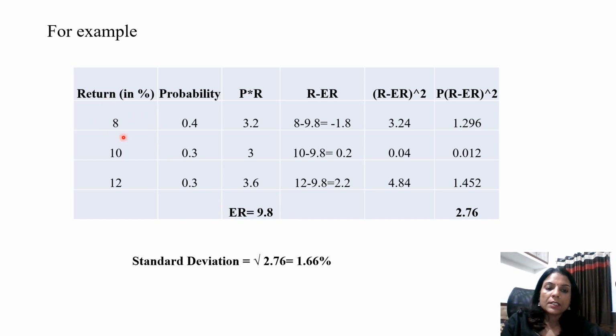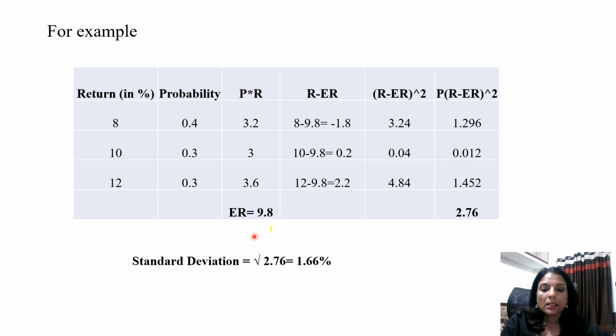So your return of 8% should be multiplied by your probability. So 8 multiplied by 0.4 is 3.2. Then 10 multiplied by 0.3 is 3, and 12 multiplied by 0.3 is 3.6. Addition of these three values will give the expected return, that is 9.8%. So as in the last example also, we have calculated the expected return, that is the 9.8% we got.